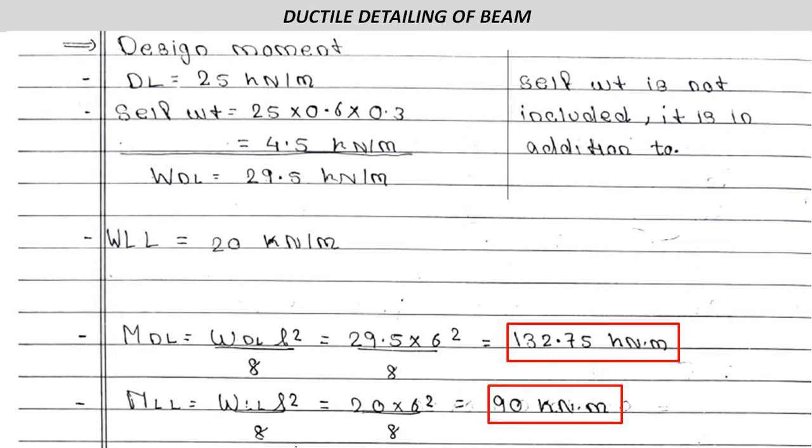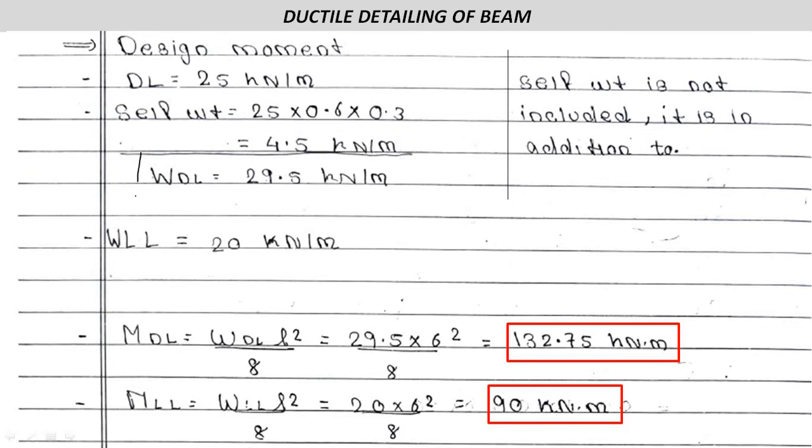So the dead load is already provided, so we have to place the dead load as 25 kN per meter. Second, we have to add the self weight. For self weight, we will multiply the density of concrete with the cross sectional area. The density of concrete is 25, and the cross sectional area is 600 by 300, so 0.6 into 0.3. So we'll have the self weight of the beam as 4.5 kN per meter.